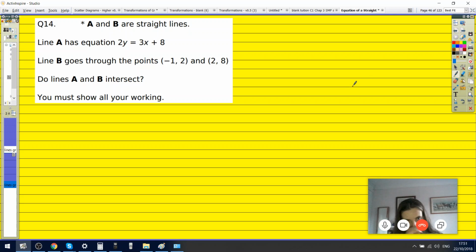How do you know if two lines intersect? Or how do you know if they don't intersect? Is it, if they don't intersect, they're parallel. They have the same gradient. If they do intersect, they have different gradients. So eventually they will intersect. Okay, so try this question.